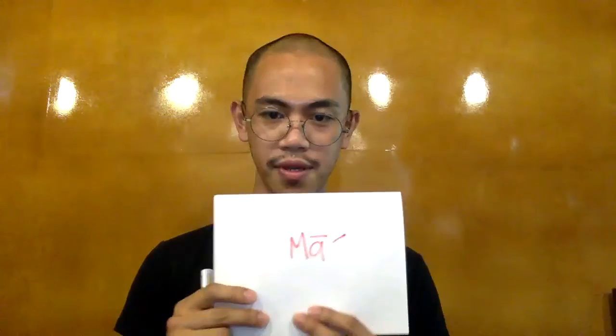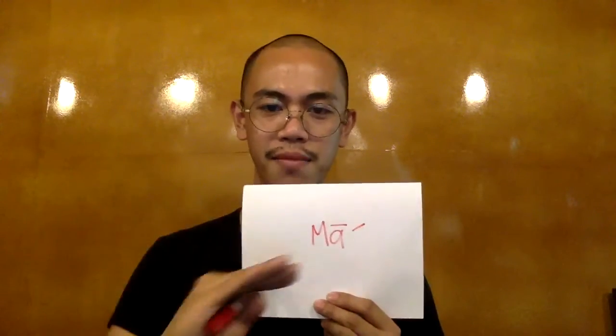The second tone is the rising tone. Ma, ma. Note that the tone rises. Ma, which means a baby frog. Ma, ma, ma, ma. Ma, which means a baby frog, a toad.